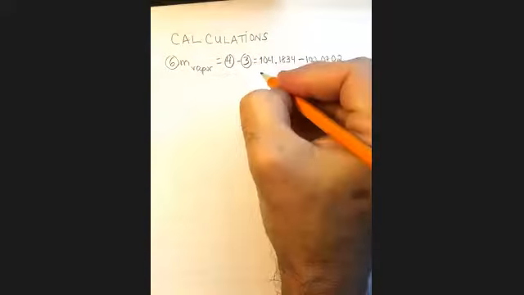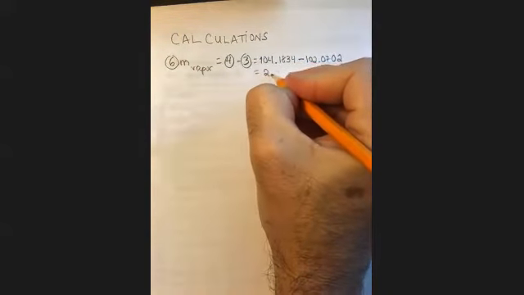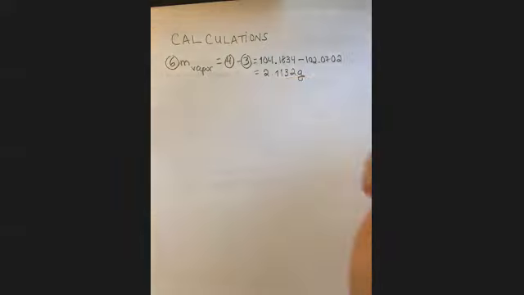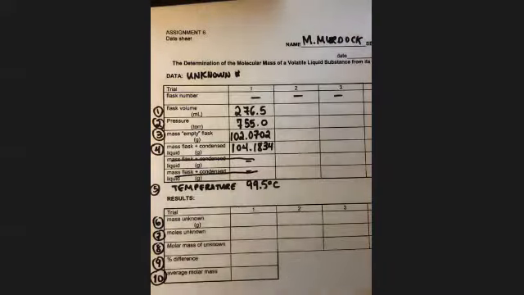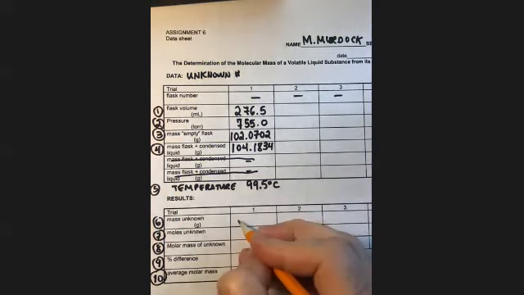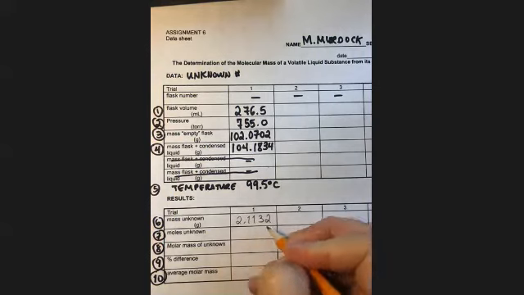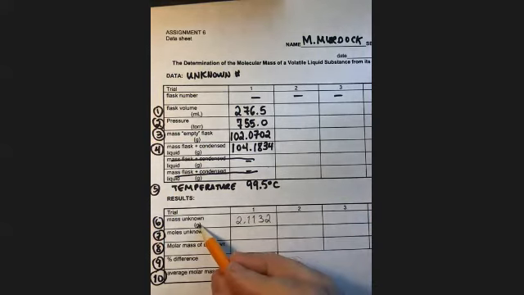And that calculation yields a value of 2.1132 grams. So I'm going to put that number over here, column 6, 2.1132. Since the units are already indicated on these labels, I don't need to repeat the units over there. It is obvious that what we're talking about is grams.